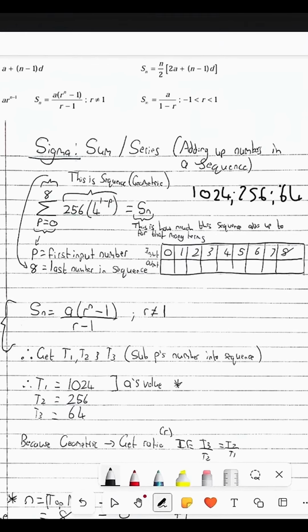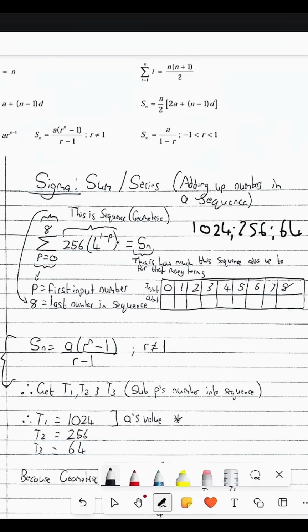So sigma is a series. It means we have to add up all the numbers in a sequence. We're given a geometric sequence here because we have a p in our exponent. So we do not have an arithmetic sequence or an arithmetic series.